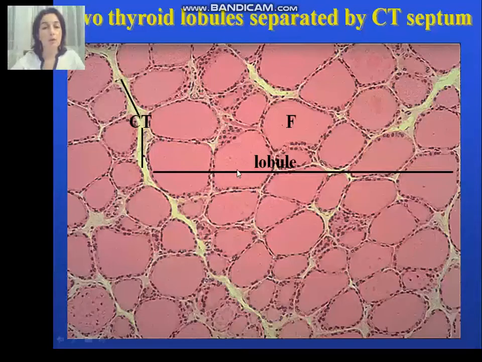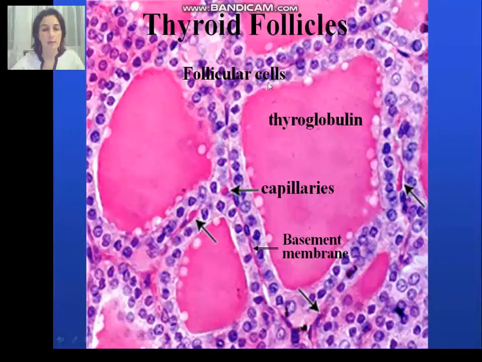They are filled with colloid, and in the wall of the follicles we have cells. These are follicular cells, or they are called thyrocytes. Pay attention, thyrocytes. These are cuboidal cells, these epithelial cells. They are surrounded by basal lamina or basement membrane, and around basement membrane there is network of reticular fibers and capillaries. Thyroid gland is one of the organs which are rich in blood supply. There are a lot of blood capillaries.